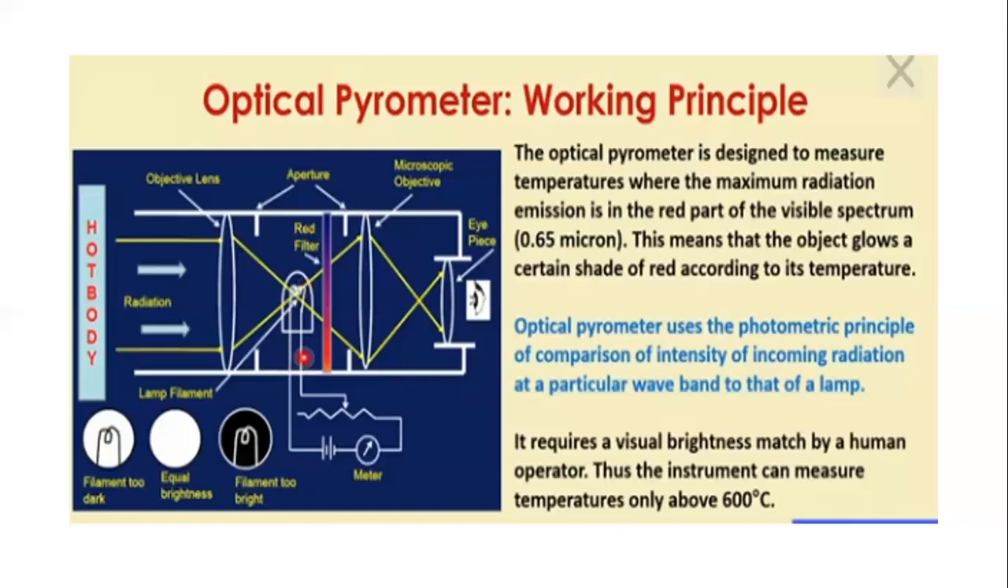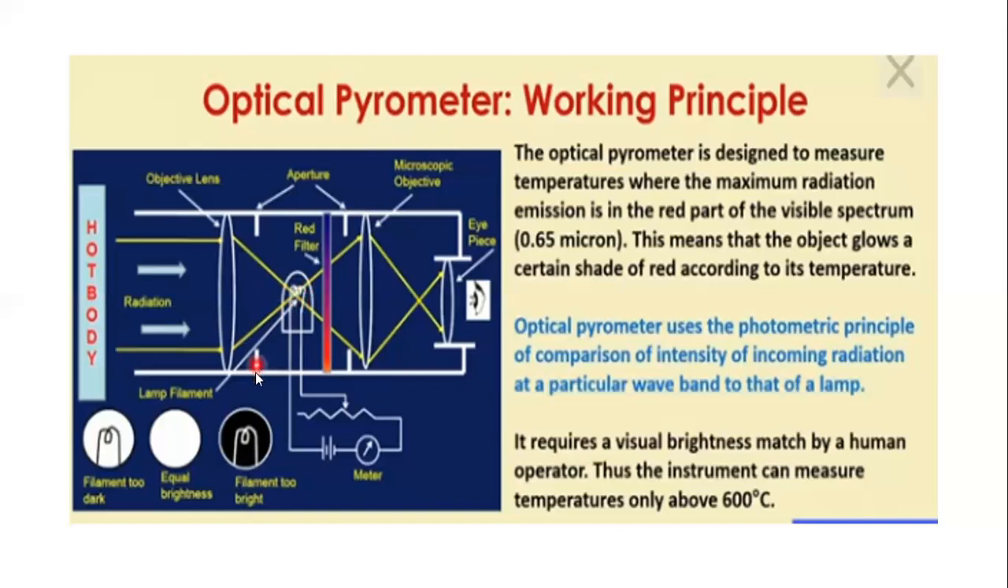And our aim is to equate the brightness of this bulb with the hot body brightness. Okay, so there is a radiation coming from the hot body, and we are making this light intensity visible. Radiation coming from the hot body contains visible radiation. That visible radiation brightness has to equate with the brightness of this filament.